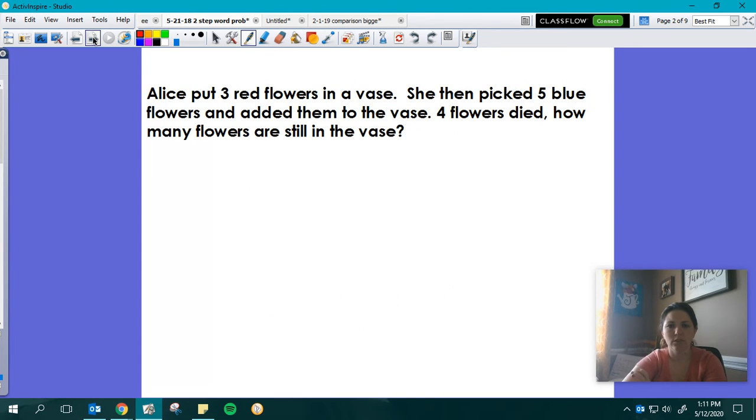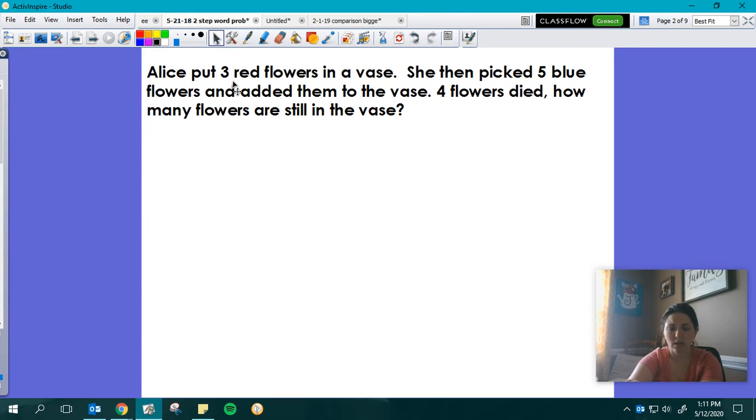All right, one more example. Sometimes your problems might have addition and subtraction in the same problem. So just make sure that you're paying attention to what the problem says. So here's an example where it's two different operations in the same problem. It says Alice put 3 red flowers in a vase. Then she picked 5 blue flowers and added them to the vase. 4 flowers died. How many flowers are still in the vase?